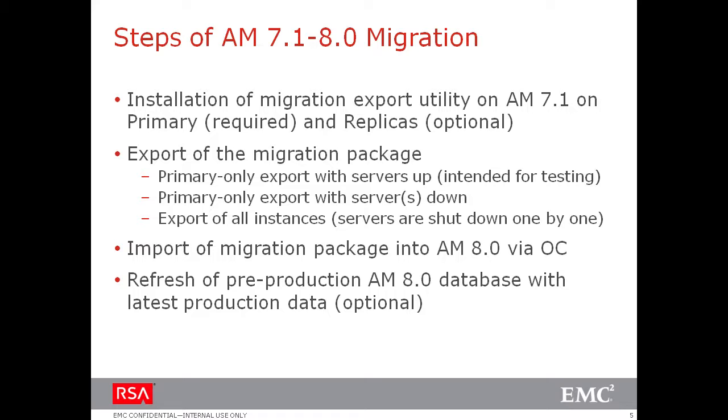You can do a primary only export with the servers down. You would expect this would be a production migration at this point. Generally, the quickest way of doing a migration is to bring down the primary and the replicas and do the migration over, and then bring up your 8.0 systems online. And the last one is the export of all instances. At this point, you're collecting all of the data off of each of the servers, and you're doing a cutover from there. So you'll use this particular option when you want to catch all of the Delta records off of the replicas as well.